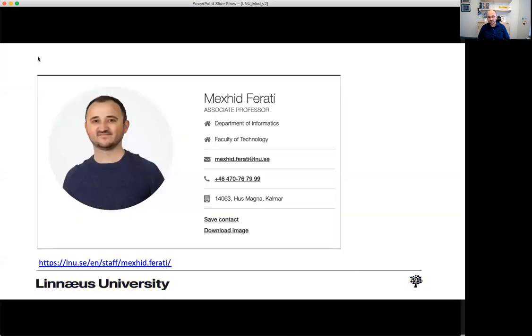I will be the lecturer of this class, and my name is Mexhid Ferati. I'm an associate professor at Linnaeus University in the south of Sweden. I work at the Department of Informatics, so obviously my field is in IT, information technology, more specifically in human-computer interaction. And you can read more about my activities, the courses that I teach and my research on the link that is posted here.